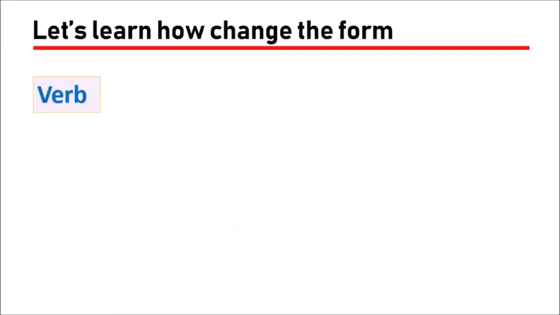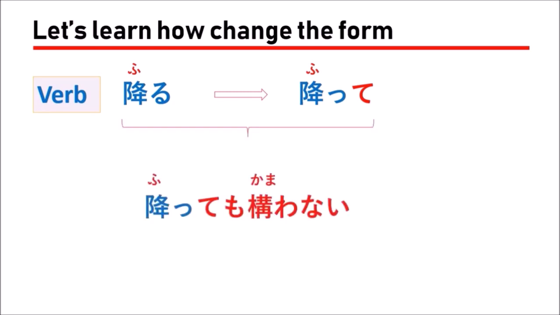So now let's learn how to change the form. Let's learn how to change the verb form and compound it to Temo kamawanai. Here we have the verb furu. If we change to the te form, we get furute. And after that, we compound it to Temo kamawanai. We can say furutemo kamawanai.